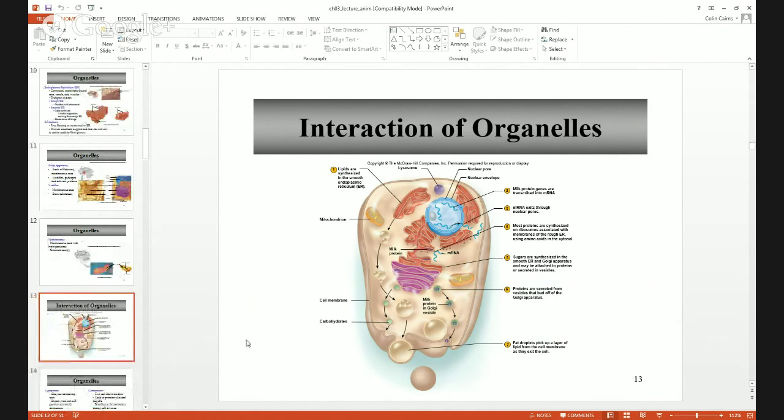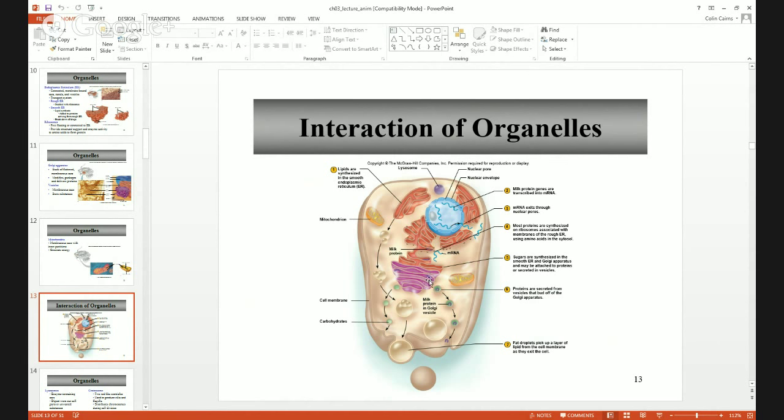This next slide shows some interaction of organelles. First, we have lipids that are being synthesized in the smooth ER. You see some milk protein genes are transcribed into mRNA, and that mRNA will exit through the nuclear pore. And then most proteins are synthesized on ribosomes associated with the membranes of the rough ER, using amino acids that are in the cytosol. Sugars are synthesized in the smooth ER and Golgi apparatus, and they could be attached to the proteins or secreted in vesicles.